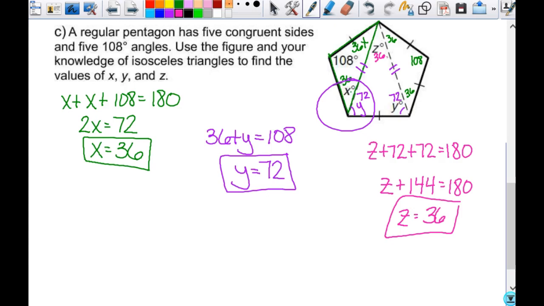Yes, ma'am. Yes, because it tells me right here that the 5 angles are 108. So this is 108, this one right here. And so is this one. So this whole thing is 108. And this whole thing is 108. That's how I know 3 times 36. And this whole thing is 108, because it's the big angle of the pentagon. Does that make sense? Okay, good question. Anything else? Good? Awesome.